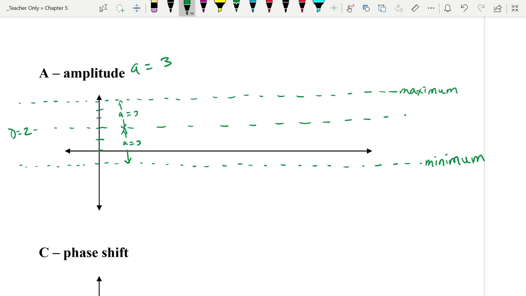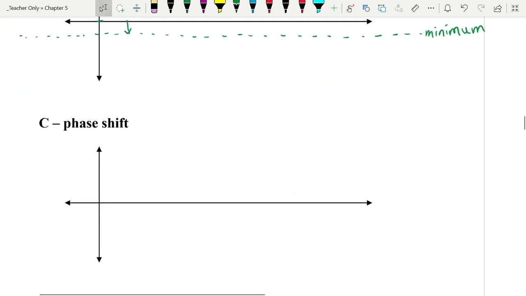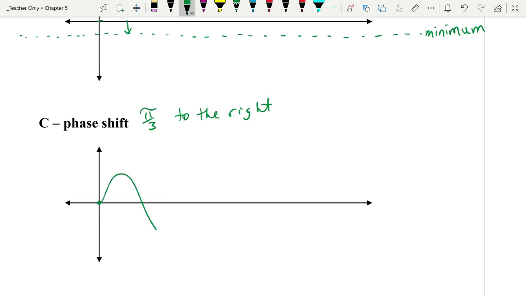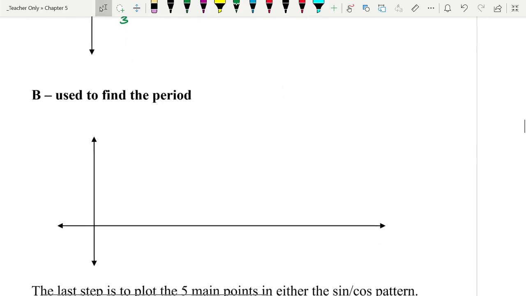And then my phase shift, my C number, is going to tell me where to start the graph. So my phase shift is pi by 3, and of course it's a positive, so that means to the right. So instead of starting my graph here at 0, and by starting I mean starting my crests and troughs, I'm actually now going to start over here at pi by 3. That's where my starting point for the graph is going to be, except I'm not going to be on this line. I'm going to be up 3. So let's put everything together on our next one. But first, we have to find the period.